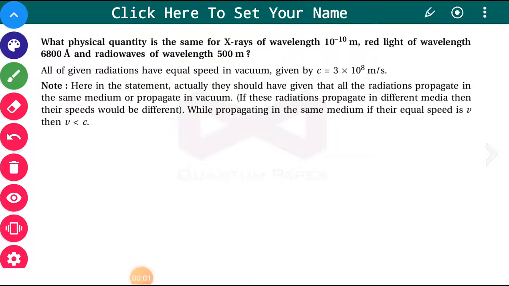Now, numerical number 8.3. What physical quantity is the same for X-rays of wavelength 10 to the power minus 10 meter, red light of wavelength 6800 angstrom, and radio waves of wavelength 500 meter? Now see, all these are electromagnetic waves, and electromagnetic waves have the same speed, that is 3 into 10 raised to 8 meter per second in vacuum.